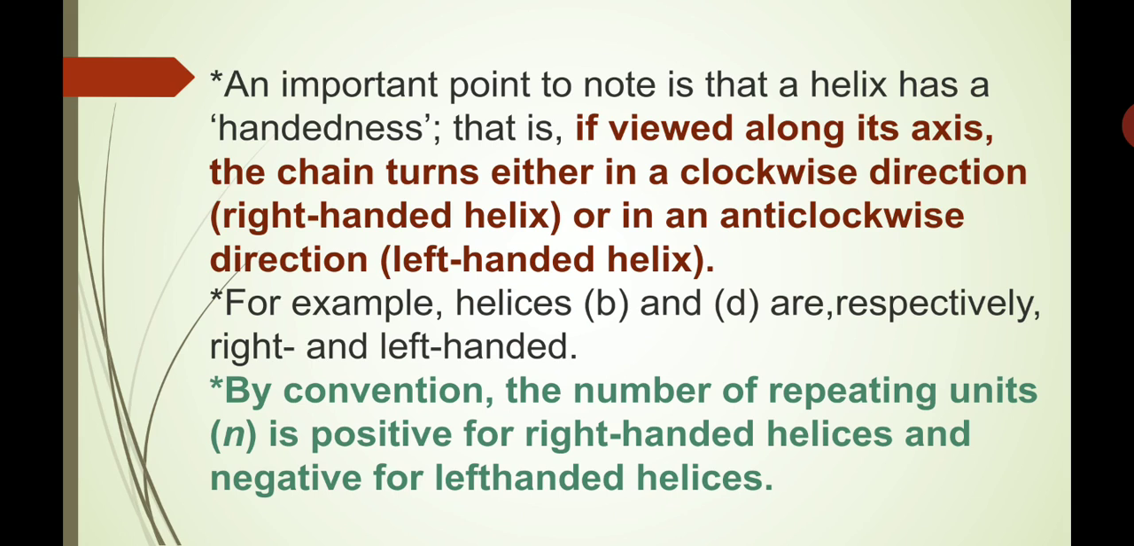Here we should remember an important point: if viewed along its axis, the chain turns either in a clockwise direction, which we will call a right-handed helix, or in an anti-clockwise direction, which we will call a left-handed helix. For example, which I will show you in the next slide, the helices B and D are respectively right and left-handed. By convention, the number of repeating units n is positive for a right-handed helix and negative for a left-handed helix.